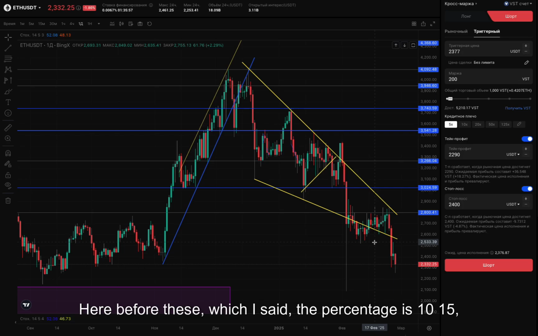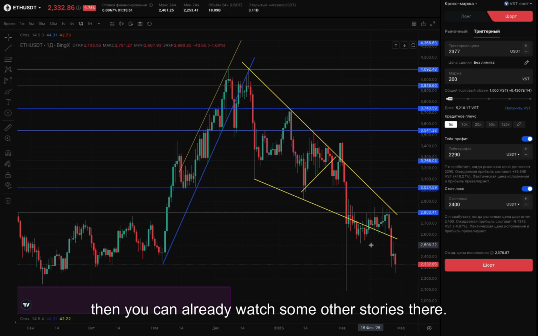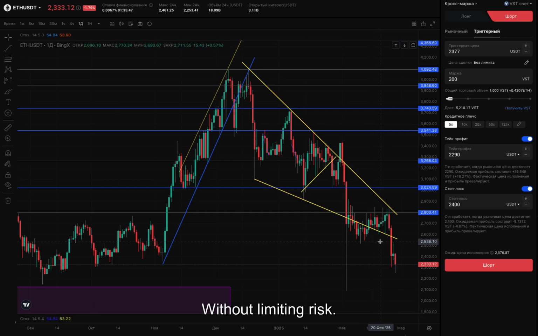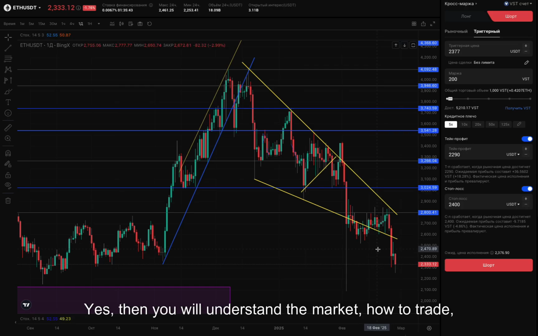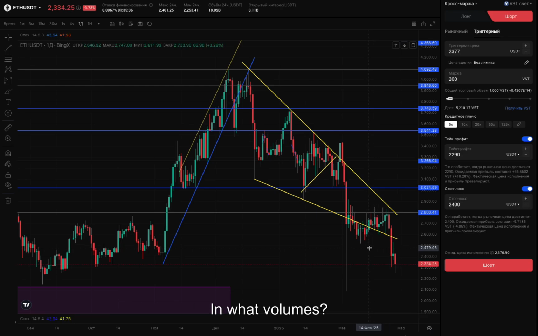Before these percentages I mentioned, 10, 15, 20 per month, when you learn to start, then you can already look at some other things without limiting risk. Then you will understand the market, how to trade, at what point to average, and so on. In what volumes? When to get out of position?